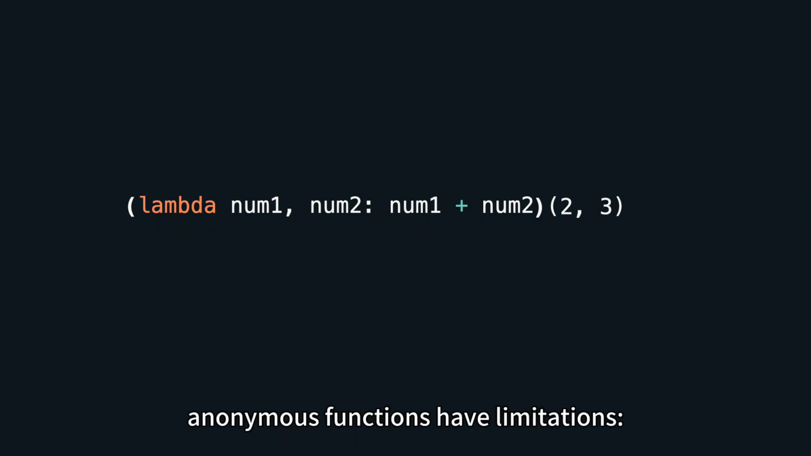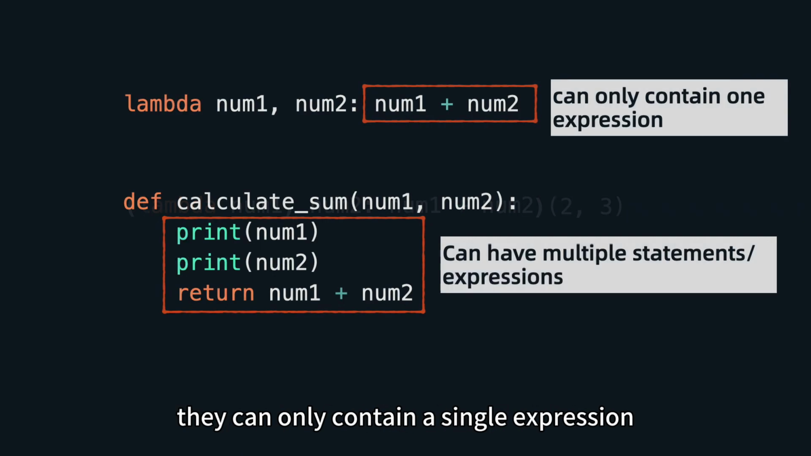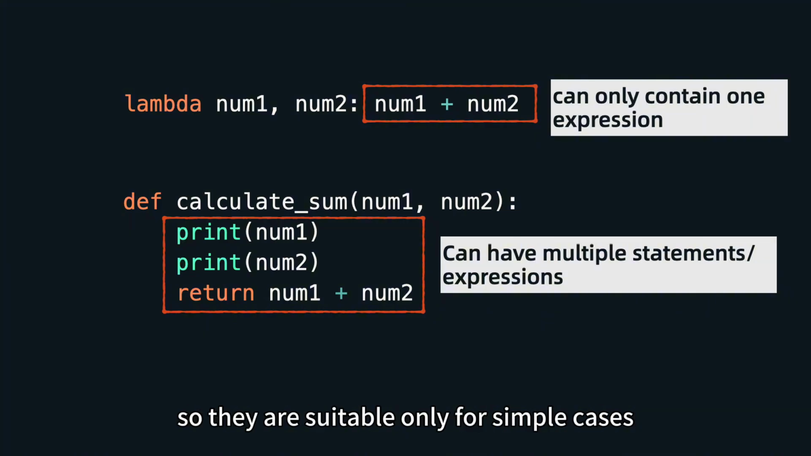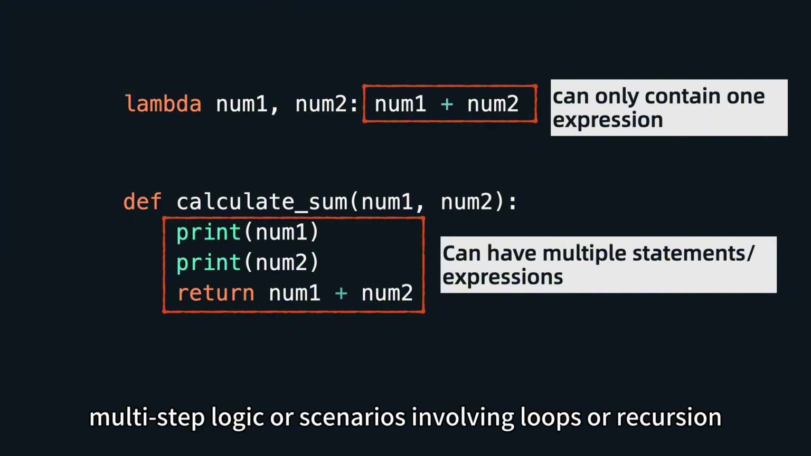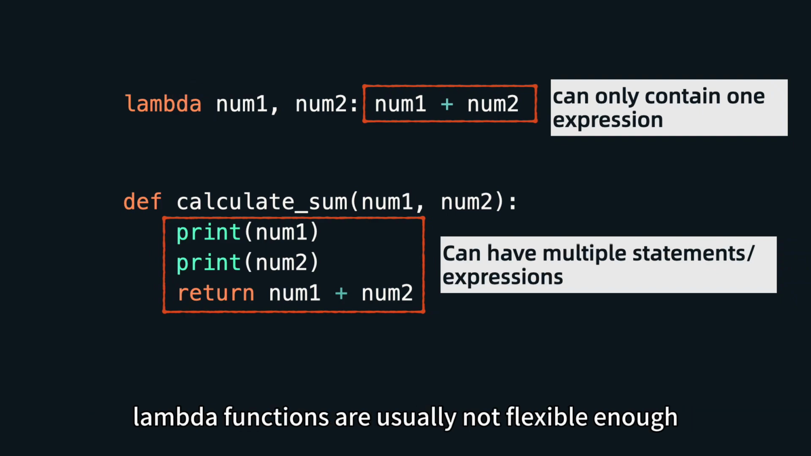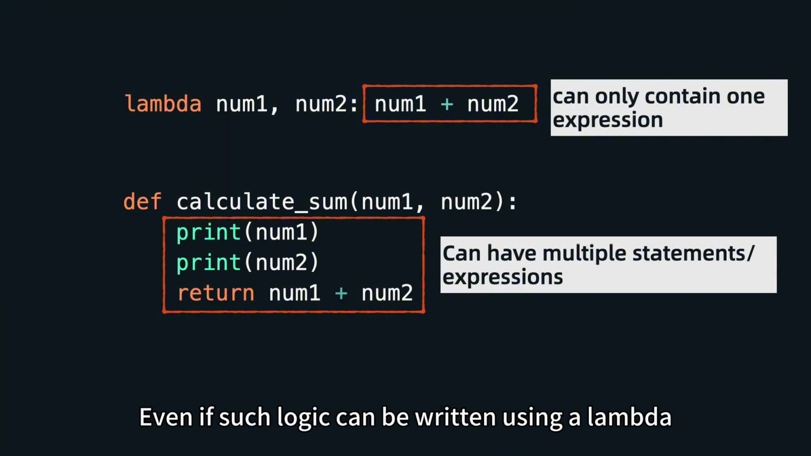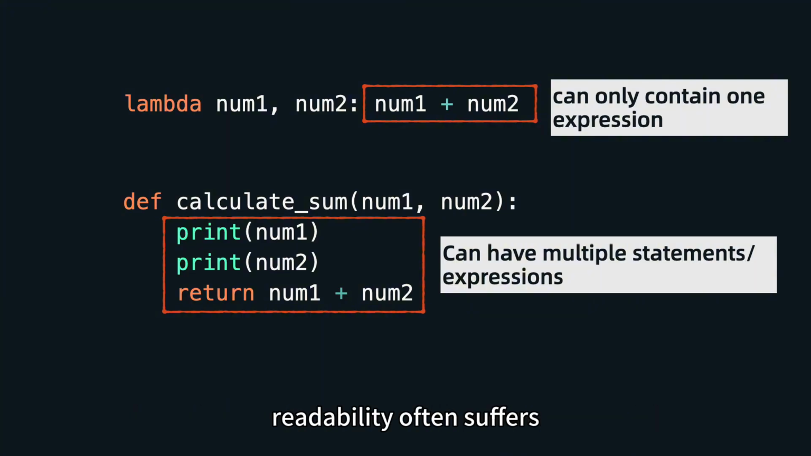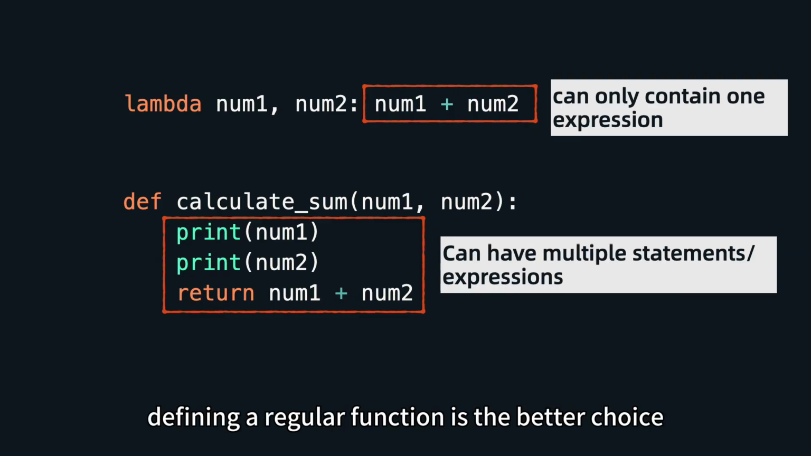However, anonymous functions have limitations. They can only contain a single expression, so they are suitable only for simple cases. For complex, multi-step logic or scenarios involving loops or recursion, lambda functions are usually not flexible enough. Even if such logic can be written using a lambda, readability often suffers, so in those cases defining a regular function is the better choice.